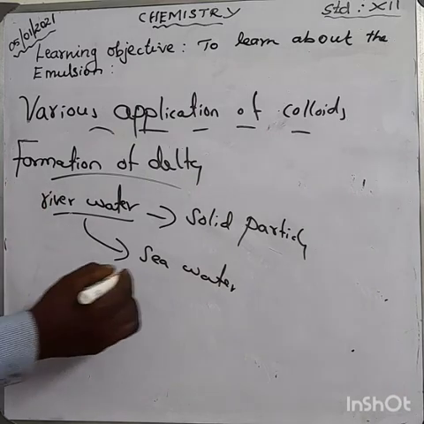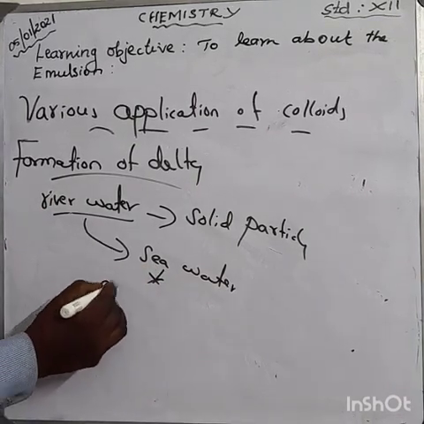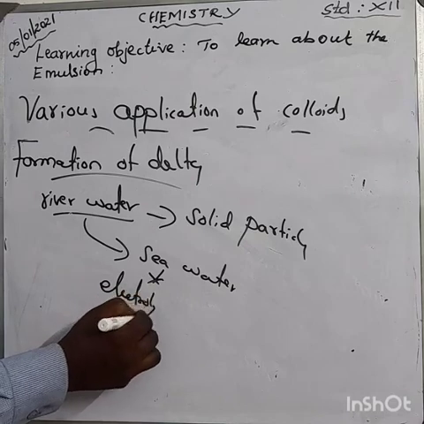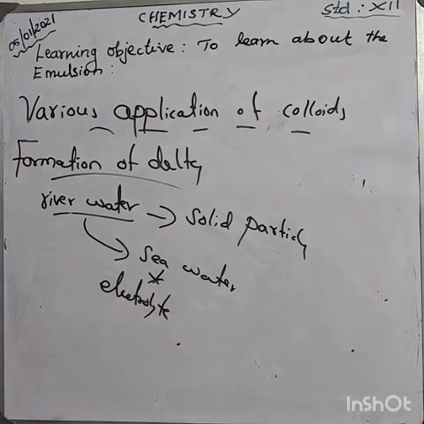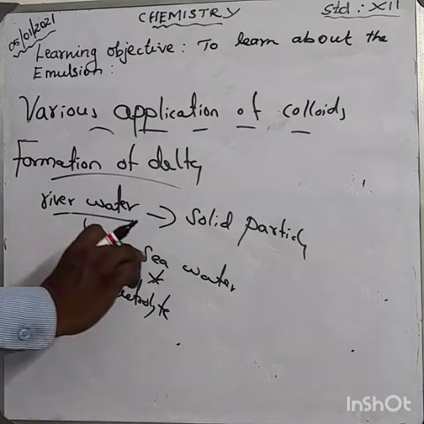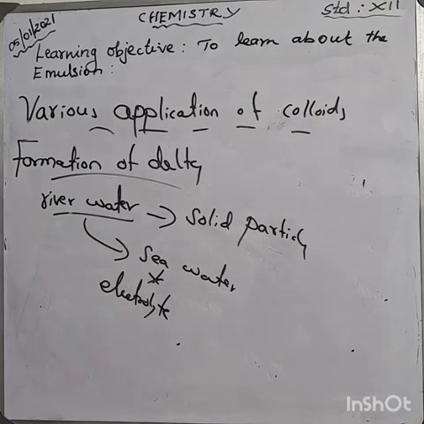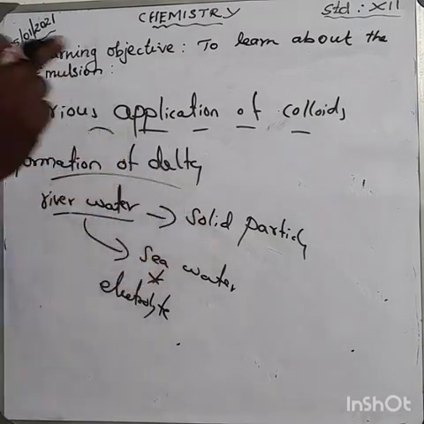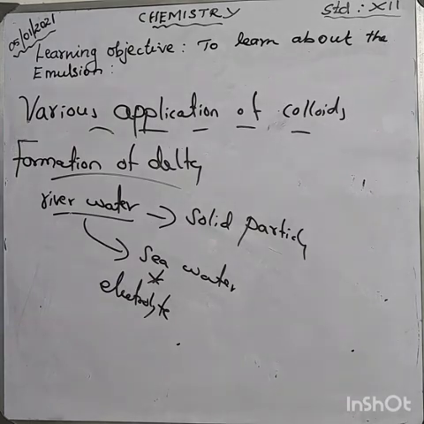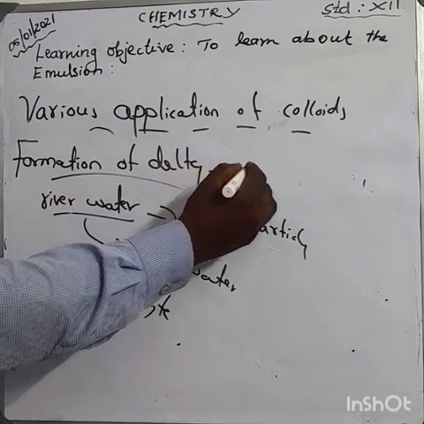The sea water contains a number of electrolytes. The electrolytes in sea and river water, their mutual coagulation takes place. That coagulates the solid particles in the river water at their intersection. So the earth becomes a fertile land. Don't forget that. Fertile land. The earth becomes fertile.